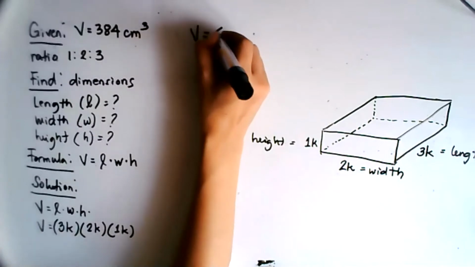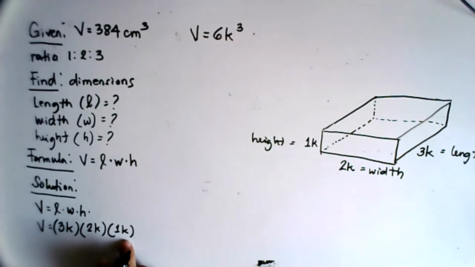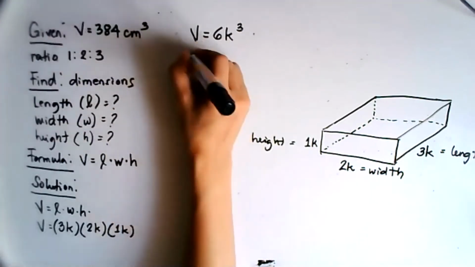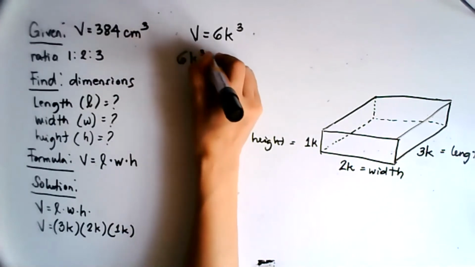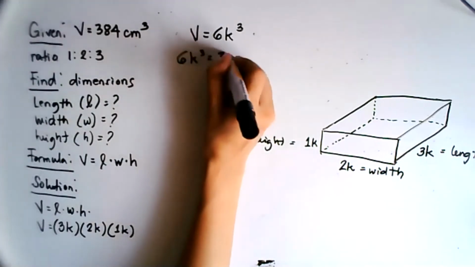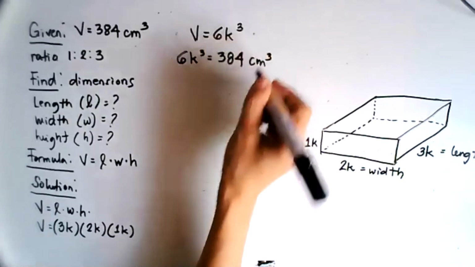And that is 6K. So if you are going to say 6A cube, tatlo siya, 1, 2, 3. K times K times K is K cube. So we have the volume is 6 times K cube. So 6K cube is equals to, we are given the 384 cubic centimeter.